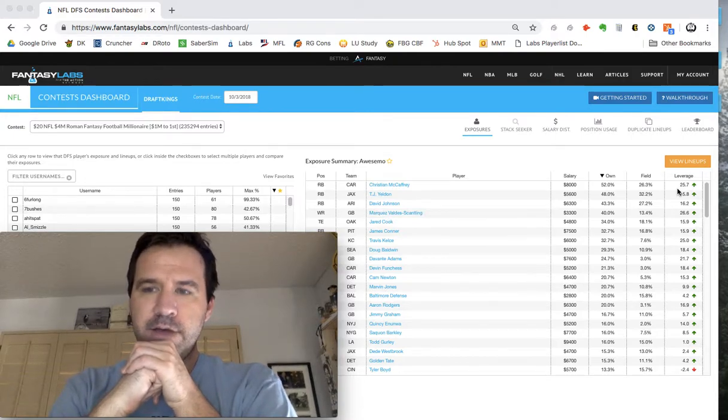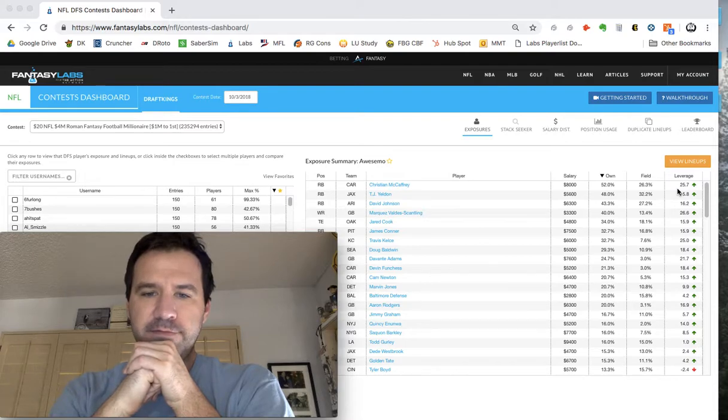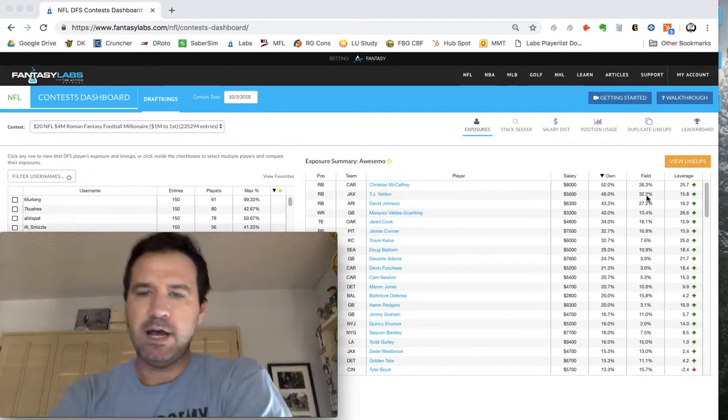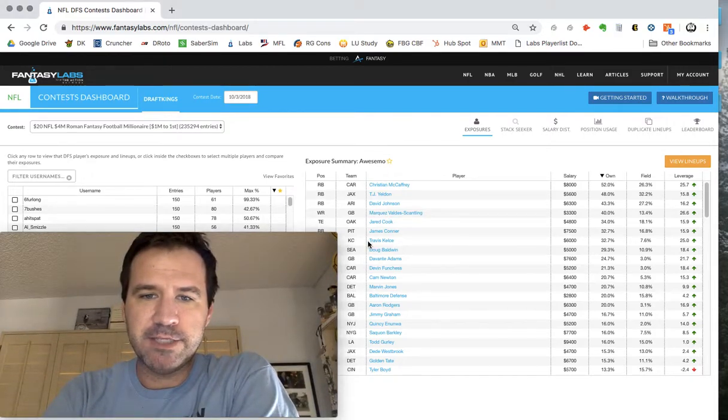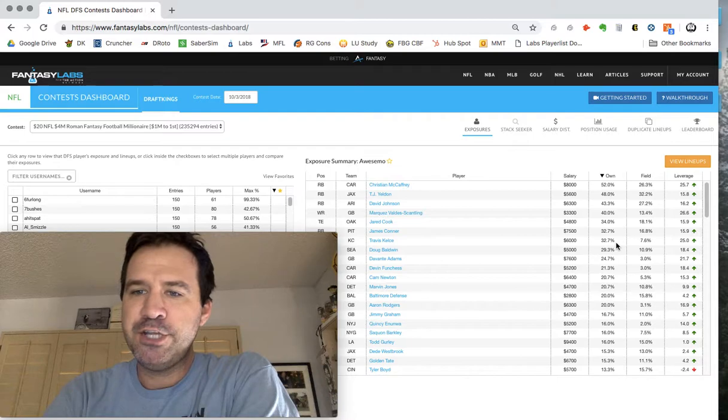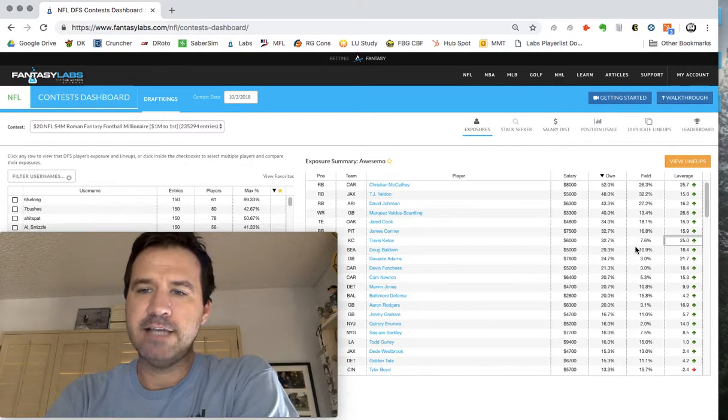If you have a guy at 10% ownership and he goes off and no one else in the field has him, you're going to be sitting pretty. So a good example of this right here is with his Travis Kelce. He's got 32% Travis Kelce. The field's at 8%. So he's got a 25% leverage on Travis Kelce. So what that means is every time Travis Kelce does something, Alex has a 25% advantage on the rest of the field. So he's going to catapult above all the people that don't have Travis Kelce.